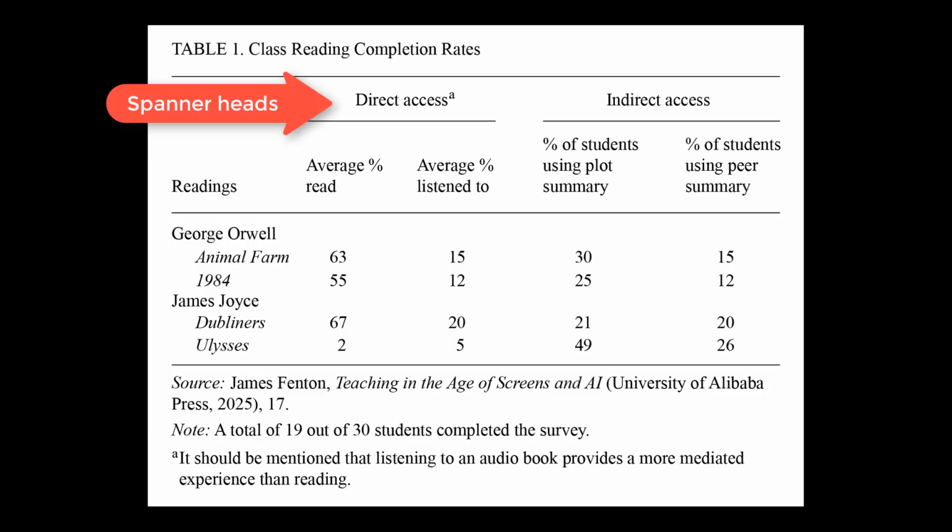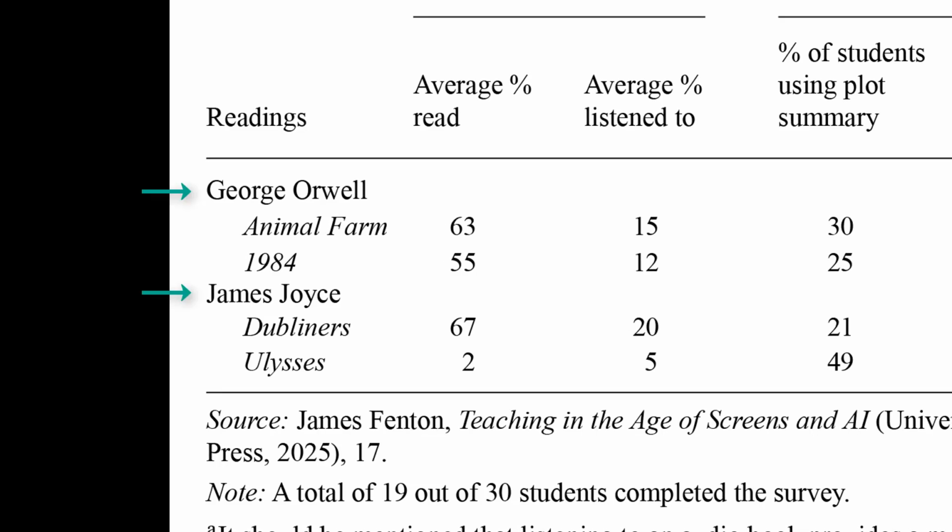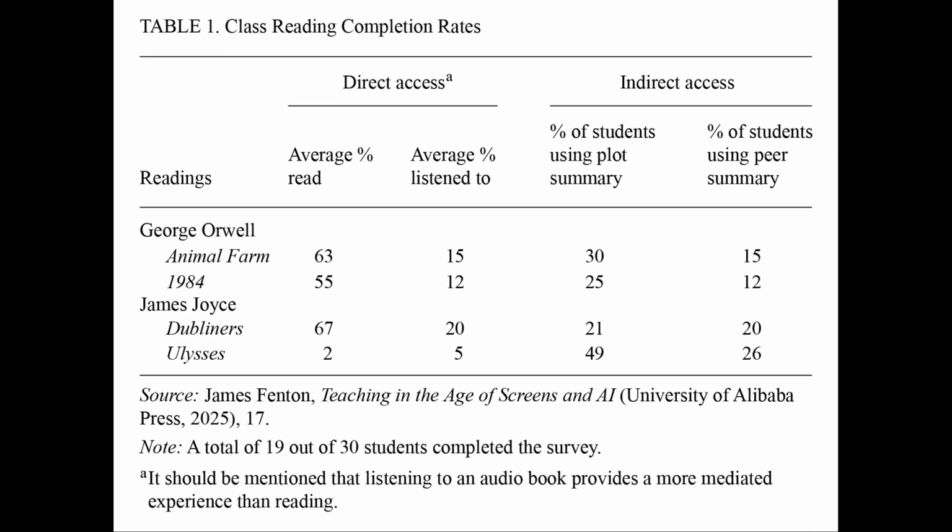In the case of columns, these are called spanner heads. In our example, direct access and indirect access are spanner heads. In the case of rows, you can divide your entries into stub entries and stub sub-entries. Note that we've italicized the titles of books, but normally you would just use regular Roman font. Any numbers should be right aligned.